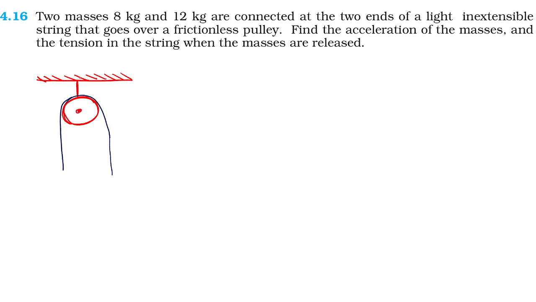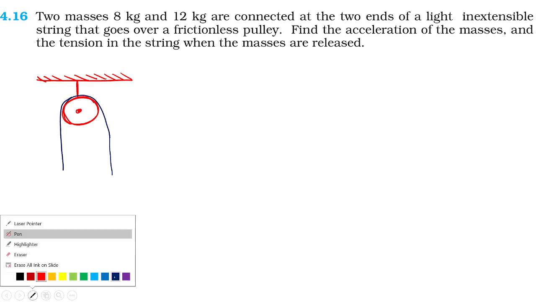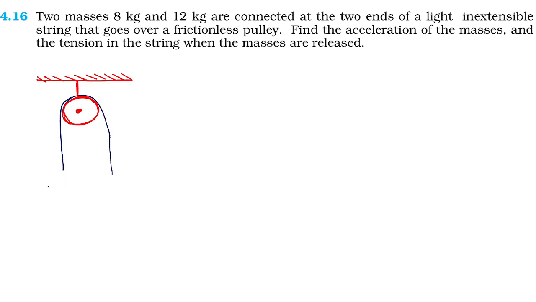There is a pulley attached on the roof, and there is a massless string or rope passing over the pulley. And one mass is 8 kg, let it be M1. And there is another mass, M2. It is given as 12 kg. So there is a string which is passing over a pulley which can rotate. And there are two masses connected at the ends of the string.